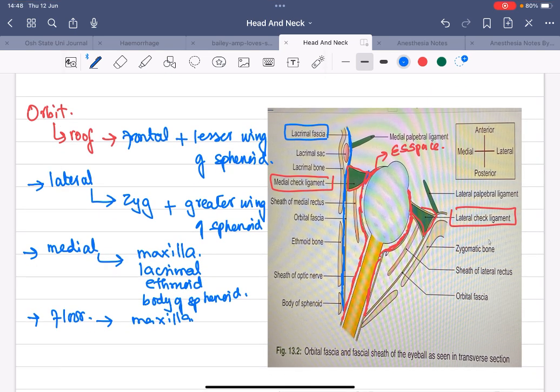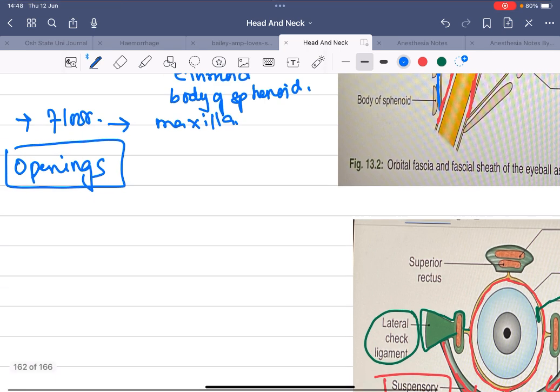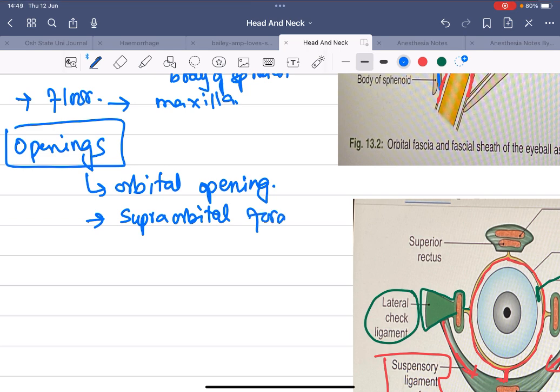Now what are the openings into the orbit? So which openings you must remember? Number one, the orbital opening. About one third of the eye is exposed, remainder is protected by the walls of the orbit, so that is the orbital opening. Then you have the supraorbital notch or foramen, through which your supraorbital nerve and blood vessels are passing.